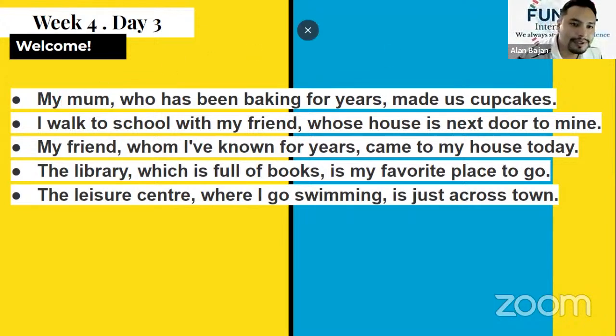Okay, so we have longer sentences here. My mom, who has been baking for years, made us cupcakes. What happens if I delete this part? The sentence still makes sense. My mom made us cupcakes. But guess what? I want to share that my mom has been baking for years. Who asked me that information? Nobody. Like in Spanish, ¿y quién le preguntó? No one, but I want to share. My mom, who has been baking for years, made us cupcakes.